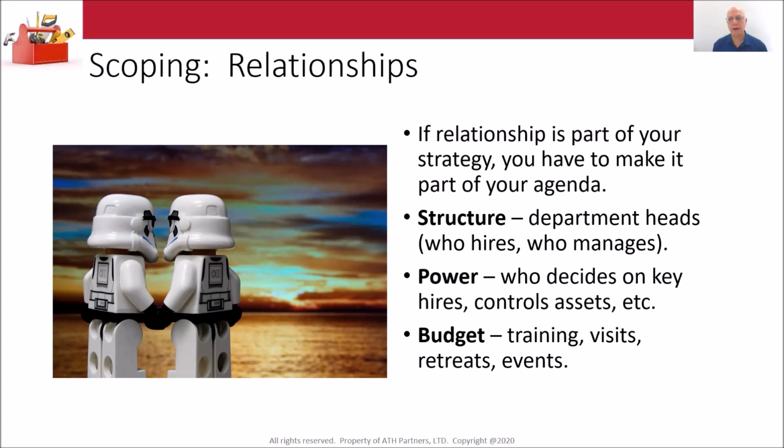And the 3 variables you can use are structure of the team or organization. Here, choosing department heads, who hires, who manages, and who fires. And this is organizational chart stuff. The second one is related to this, and this is power. This is usually board power or budget authority or authority to do specific things. So who decides on key hires, who decides on key fires, and who controls assets.